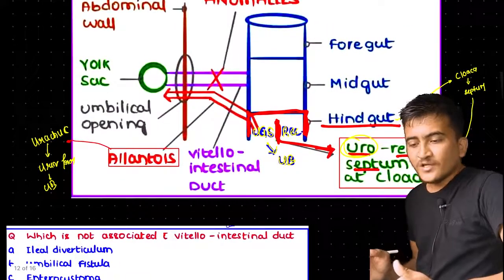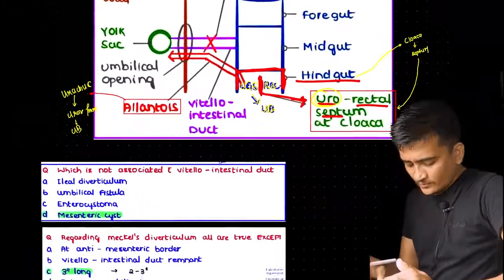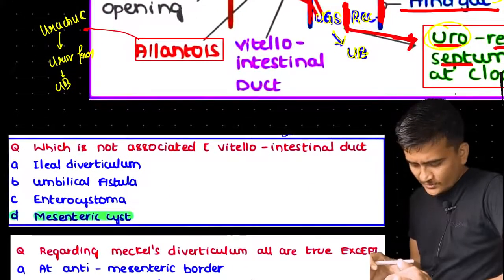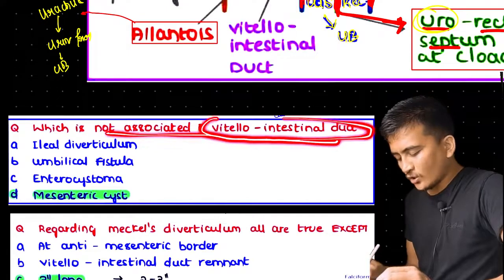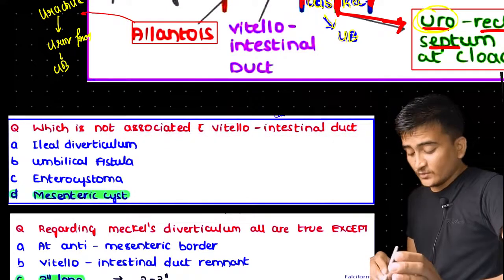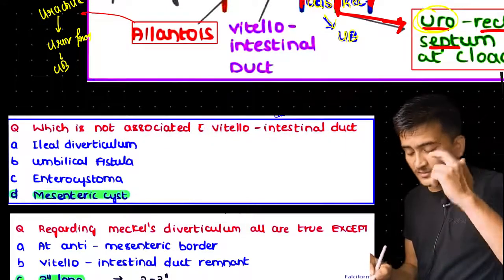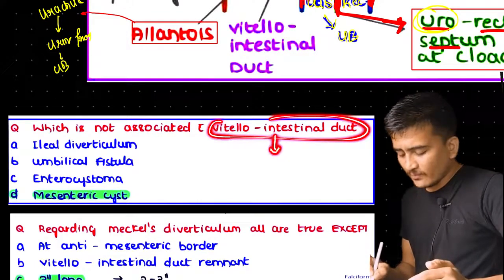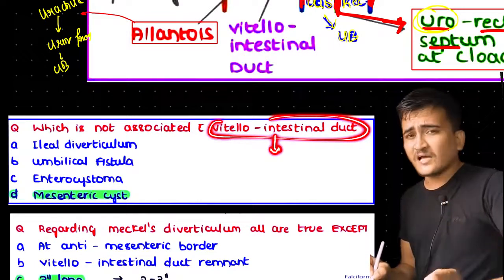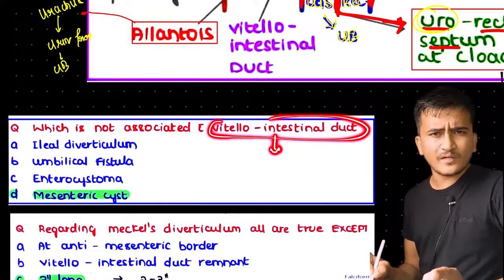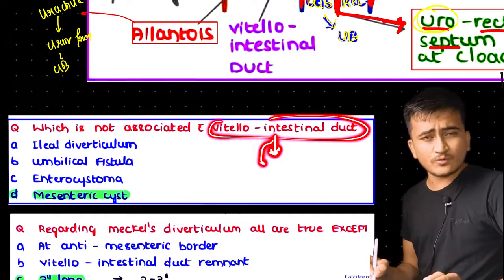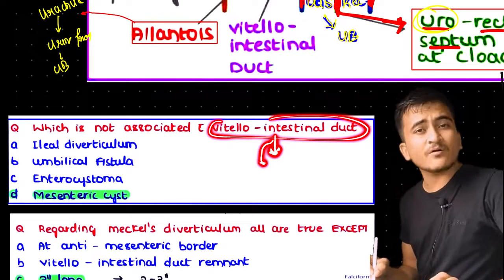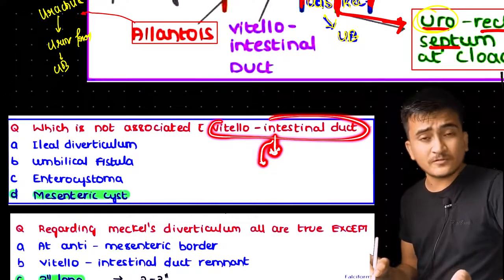Okay, now we will look at this question, which asks what is not associated with the vitelo-intestinal duct. The word vitelo-intestinal duct should make us think that it is the diverticulum of the midgut, the first point, right? And talking about its anomalies, if it is not closed, then there will be Meckel's diverticulum or Meckel's anomalies, which includes Meckel's fistula also, right?